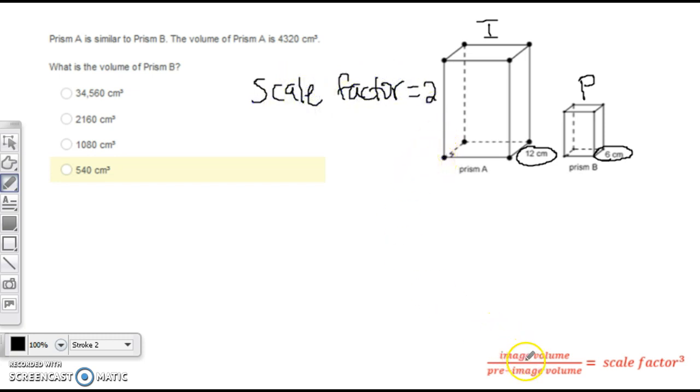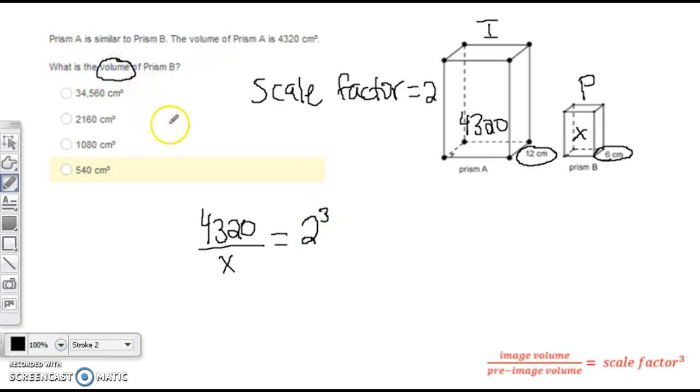Now we're going to use our formula to compare the volumes. I want the image volume, which was 4,320, over the pre-image volume, which we don't know yet, so I'm going to let that equal x. I'm going to set that equal to the scale factor cubed. In this case, I have to use cube because I'm dealing with volume. Volume is always cubed. So 2 cubed is the same thing as 2 times 2 times 2. Or you can type it in your calculator, but 2 cubed is 8. So I'm left with this ratio equals 8.